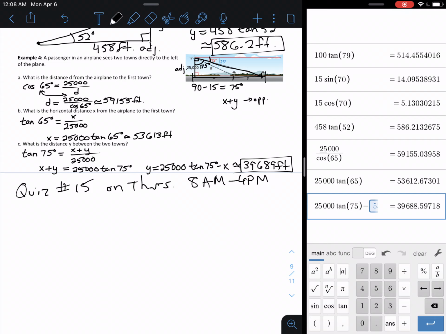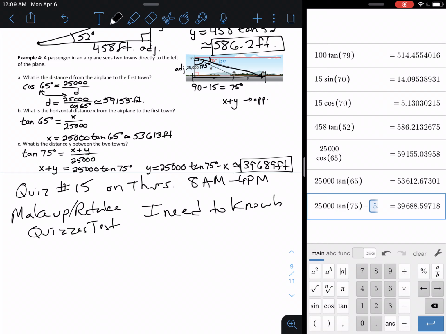If you're wanting to do any makeup work, so if you're wanting to do makeup or retake for any quizzes or tests, then I need to know by Tuesday. So I need to know by Tuesday which ones you would want to take. That way I can have all of Wednesday to get those ready for you so that you can have all day on Thursday, 8 a.m. to 4 p.m. to take those.